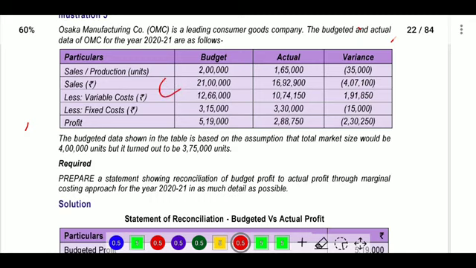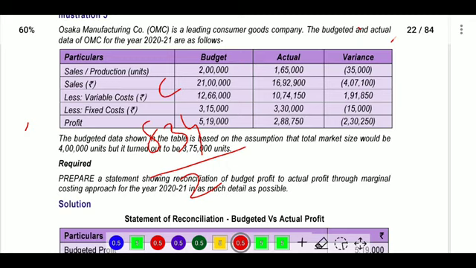Based on this, how much will we get as contribution? 21 lakhs minus 12 lakh 66,000 means 8 lakh 34,000. 8 lakh 34,000 divided by the budget of 2 lakh units will become the average budgeted contribution per unit. Next we will go for standard budgets.